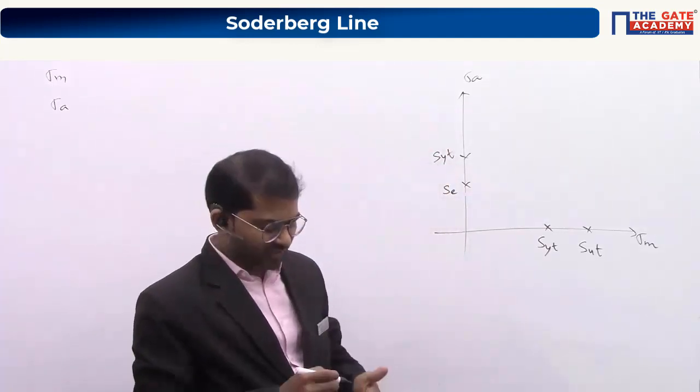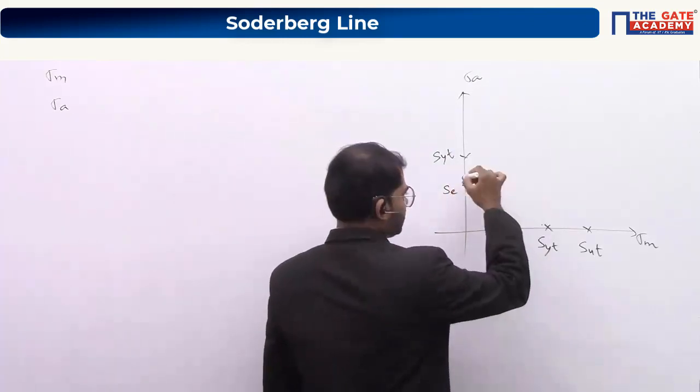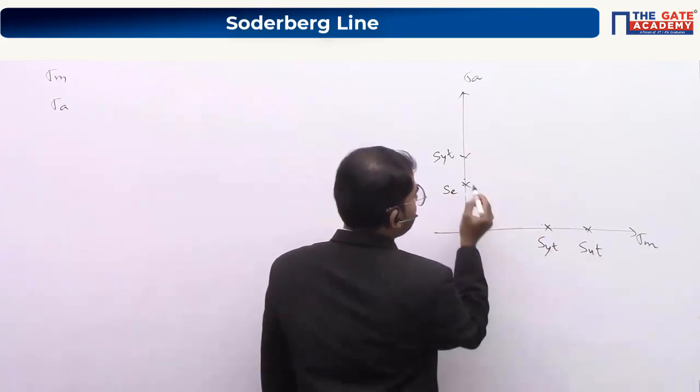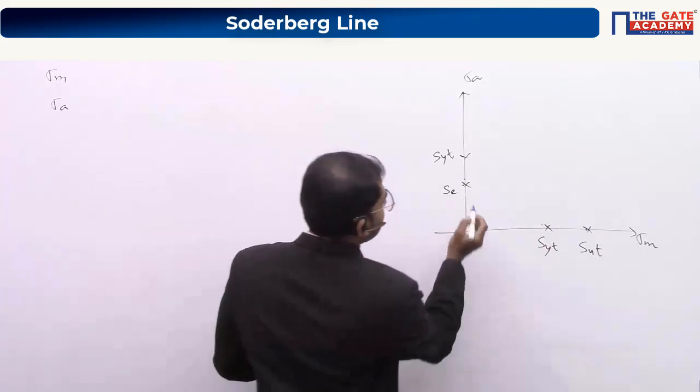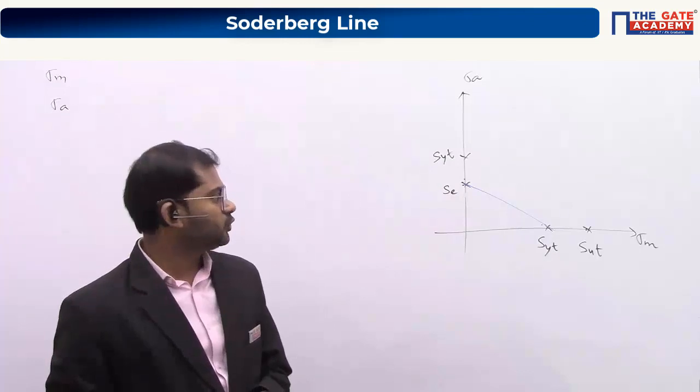Now, different curves are there. So, different curves will be joining between different points. Okay. So, what do they say? For example, the first curve is called the Soderberg curve. The Soderberg curve will be between these 2 points here.